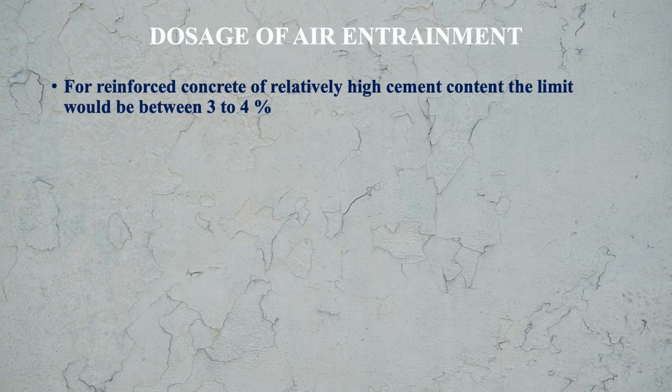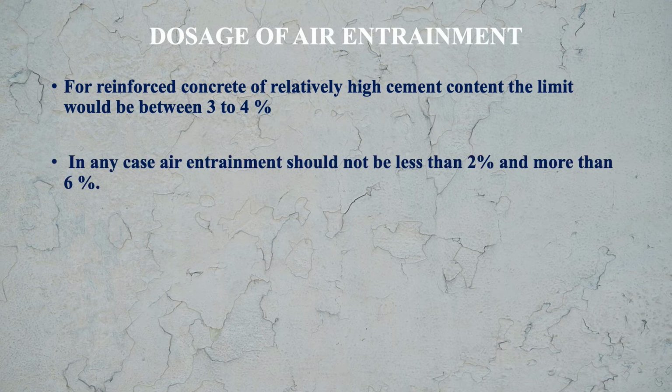For reinforced concrete of relatively high cement content, the limit would be between 3 to 4%. In any case, air entrainment should not be less than 2% and also not more than 6%. Now let us move to another type of admixture, that is air detraining admixture. Till now we were discussing air entraining admixture, where we are adding air to the concrete. Now it is a reverse thing. Now we are going to discuss the air detraining admixture.